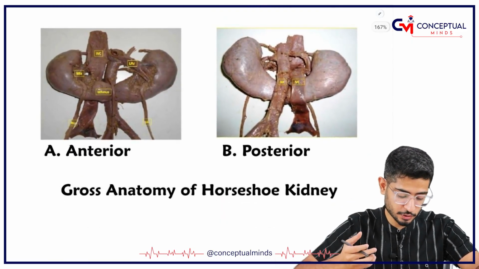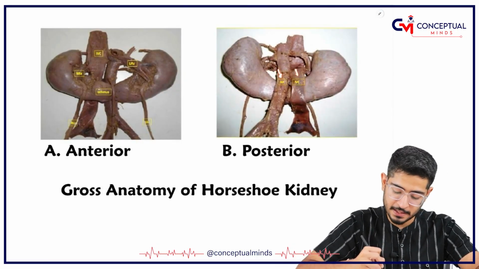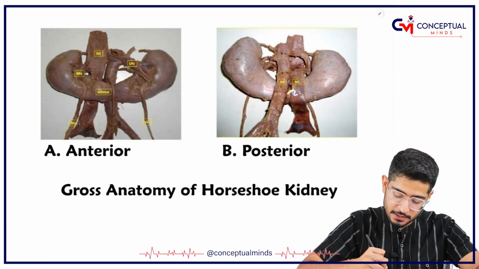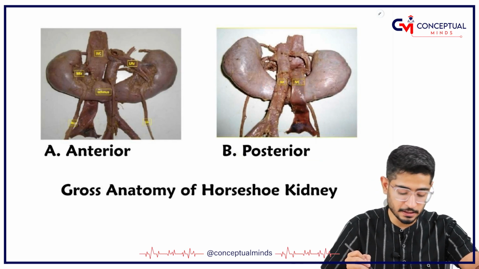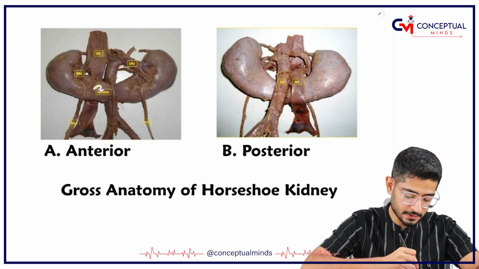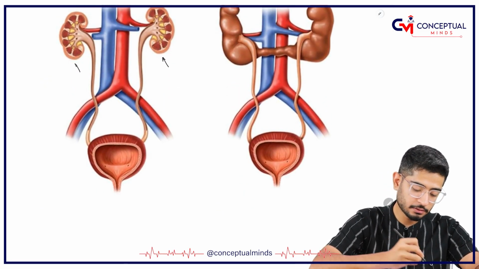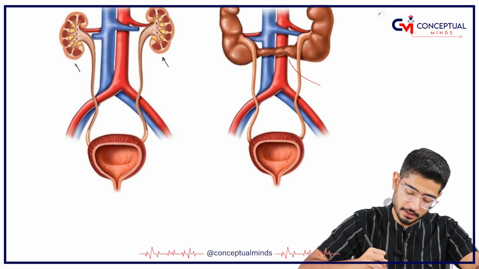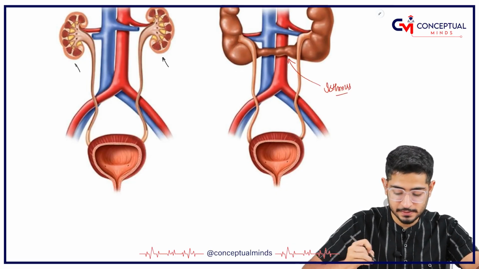Let me show you some specimens. Can you see this is the abdominal aorta, this is the IVC, and they are posterior to the abdominal aorta and IVC. So this is a posterior horseshoe shaped kidney. Whereas this is an anterior horseshoe shaped kidney, and the thing you are seeing in the middle, this is called the isthmus.